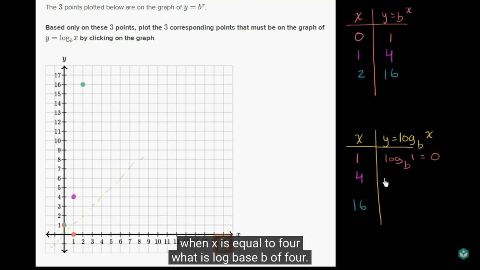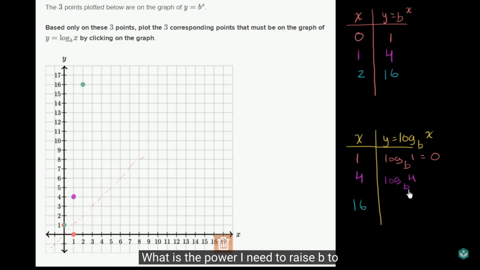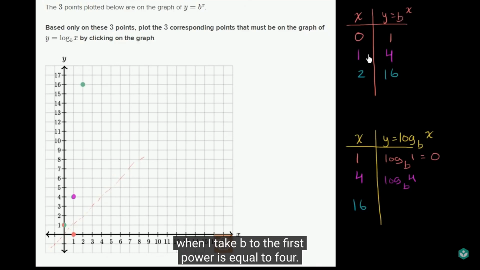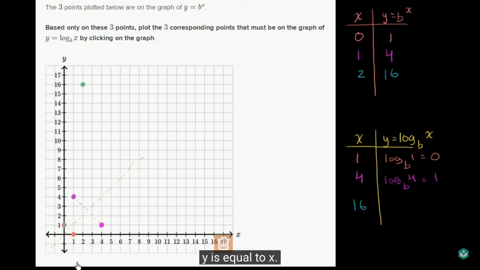When x is equal to 4, what is log base b of 4? What is the power I need to raise b to get to 4? Well, we see right over here, b to the first power is equal to 4. We already figured that out. So this right over here is going to be equal to 1. So when x is equal to 4, y is equal to 1. And notice, once again, it is a reflection over the line y is equal to x.